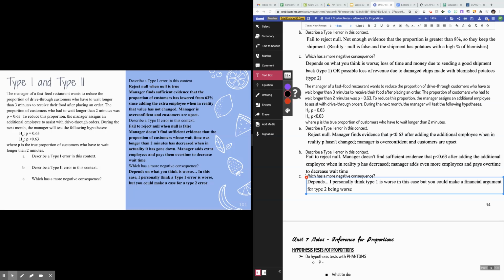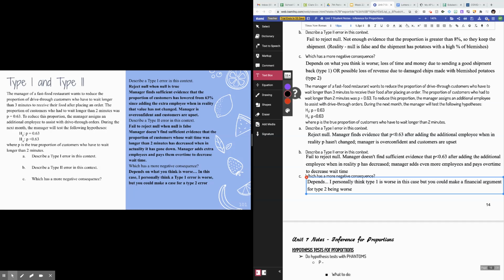That's a possible consequence. You could go the other way and say another consequence is, they've realized that this extra employee added to the drive-through doesn't actually do anything, so they're going to reassign that employee, and then maybe the proportion of people that have to wait longer than 2 minutes in the drive-through line goes back up to 0.63. So you could have upset customers in that instance too.